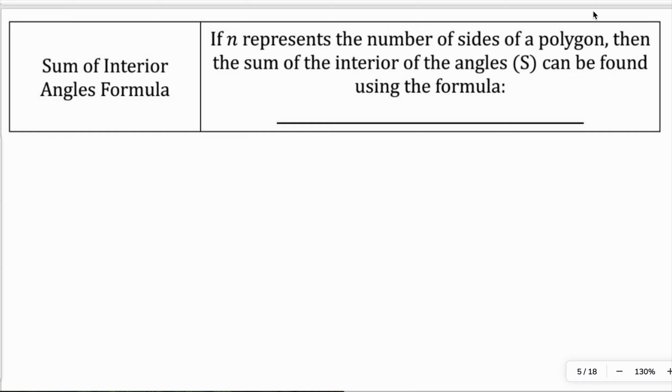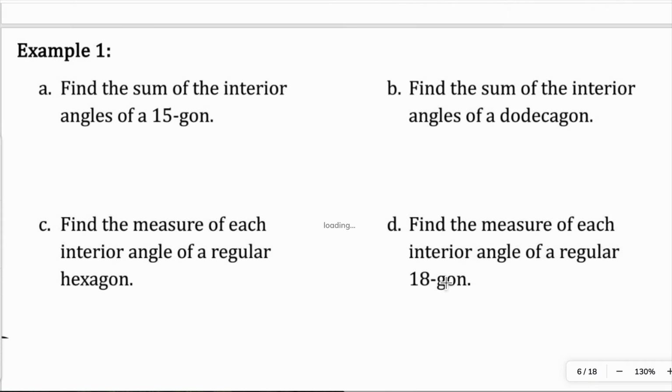If n represents the number of sides of a polygon, then the sum of the interior angles S can be found using the formula S equals (n minus 2) times 180. It's the number of sides subtracted by 2, times 180, because if you subtract 2 from the number of sides, that gives the number of triangles you can make within that polygon. So let's go ahead and try a few examples.